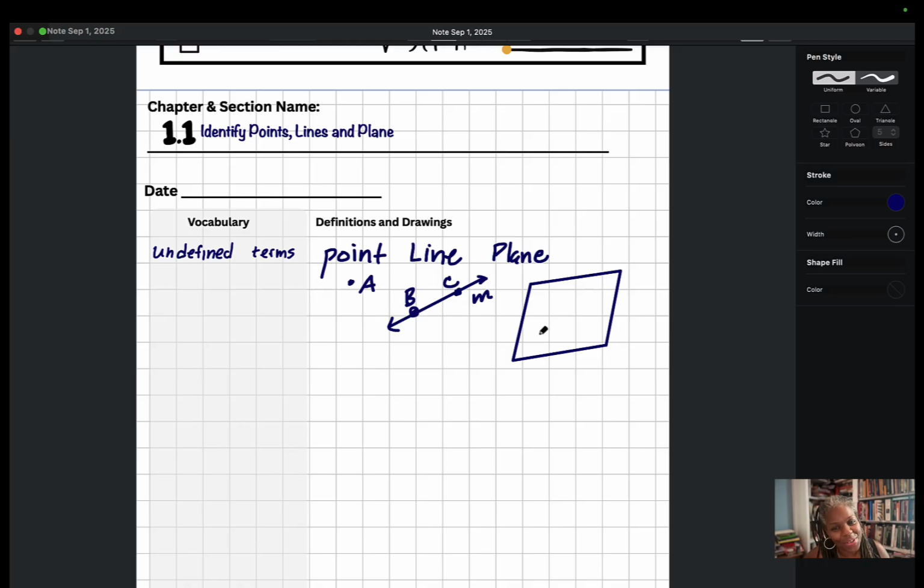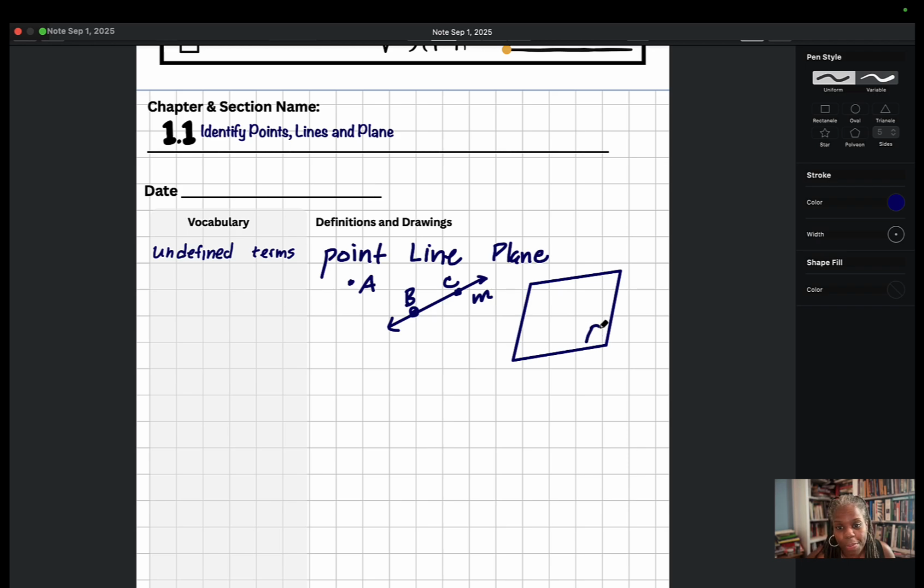But we do use this shape. It's not a rectangle. It is called a parallelogram, and we use this shape to represent a plane. A flat surface with no thickness that extends forever in all directions in a flat fashion. Does that a little bit make sense? So that's a plane. And they're called undefined terms because honestly, they're really hard to define.